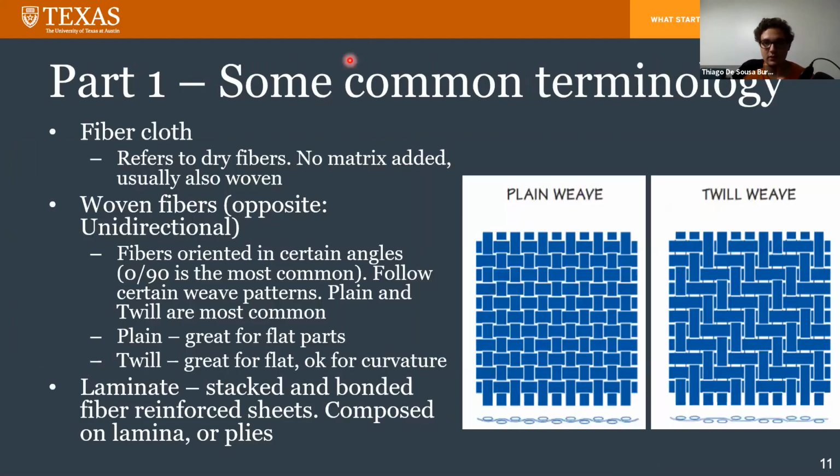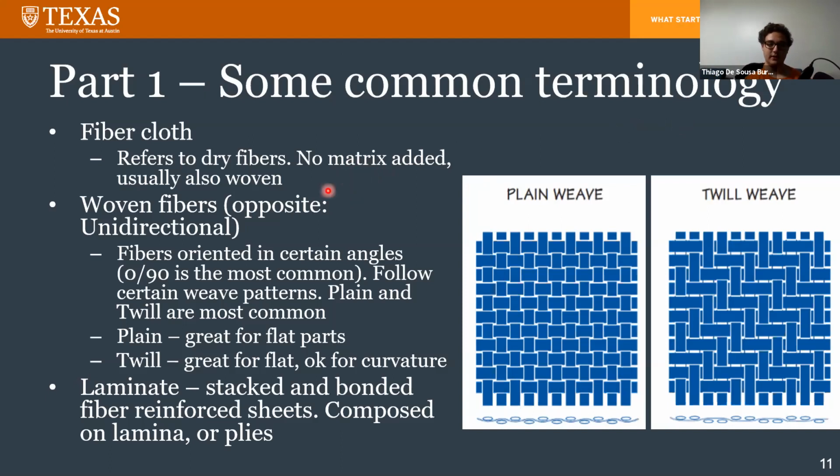So, the last thing I wanted to cover for this lesson was some common terminology in composites and composites manufacturing in general. First one is fiber cloth. Usually that's what we acquire. That's what actually are the carbon fibers, the fiberglass and whatnot. It usually is referring to dry fibers for the most part. That means that no matrix has been added to it. And usually it also comes woven.